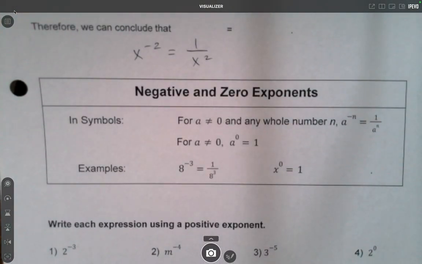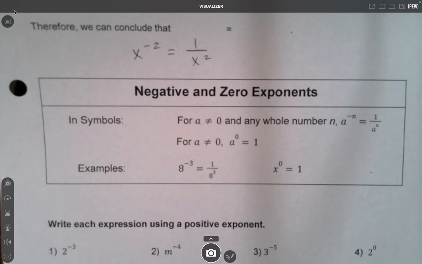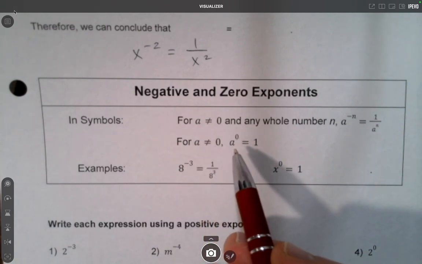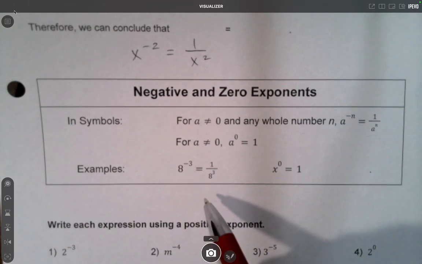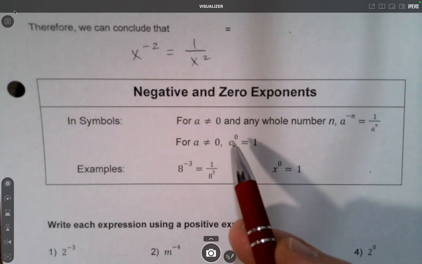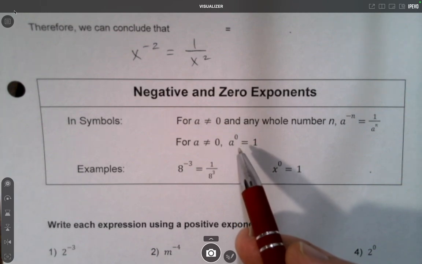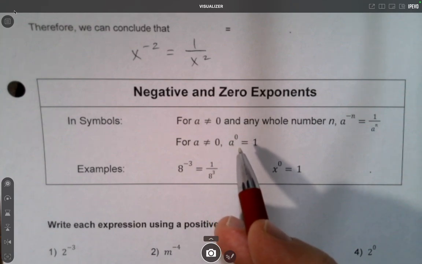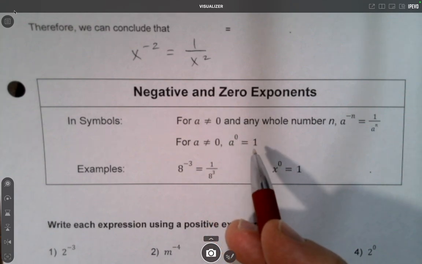So here's our rule. Assuming the base is not 0, and we use any whole number n, a to the negative n equals 1 over a to the n. Now, it says when a does not equal 0, so when a does equal 0, it's equal to 1. So anything, and this is worth remembering for a long time, any number, any variable raised to the 0 power, the answer is 1. Let me address this first, then I'll explain why anything to the 0 power equals 1.